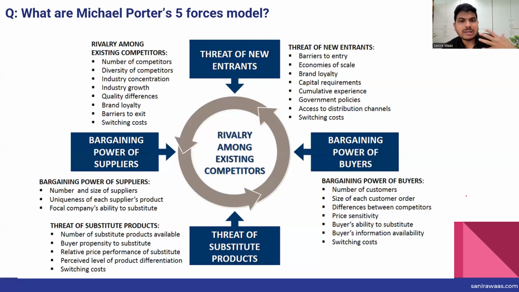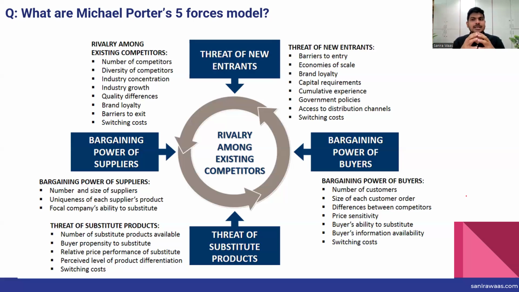So what do you mean by threat of new entrants? If an industry has so many barriers to enter, it means the threat of new entrants is low. If it is so hard for new people to come into the industry, it means the threat of new entrants is very low.